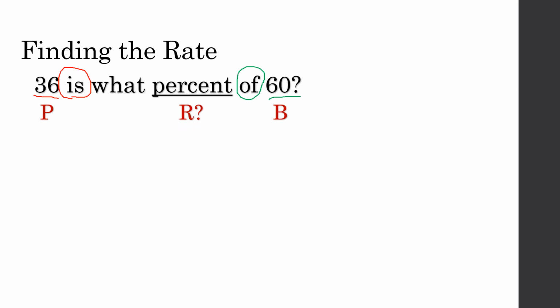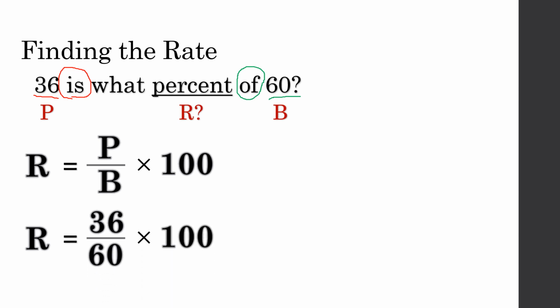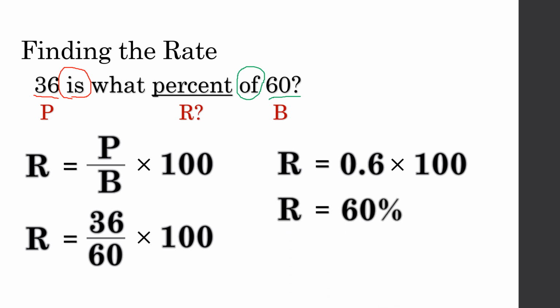So, what is the formula in finding the rate? R is equals to percentage divided by the base times 100. So, let us substitute the value. Percentage is 36 divided by the base, 60, times 100%. If you divide 36 by 60, it will give you an answer of 6/10. 6/10 will be multiplied by 100, and the rate will be 60%. And that is our final answer.